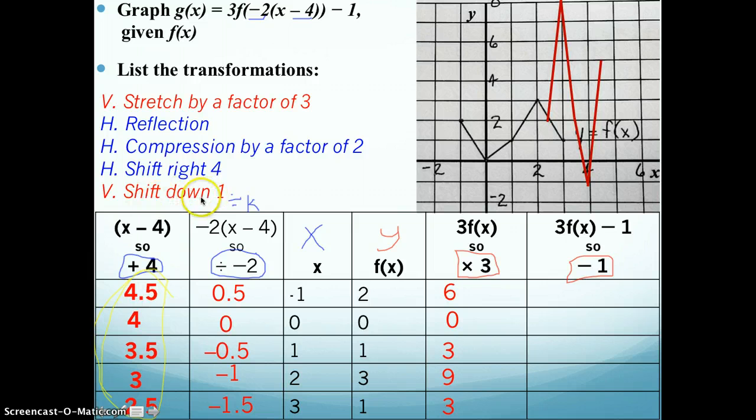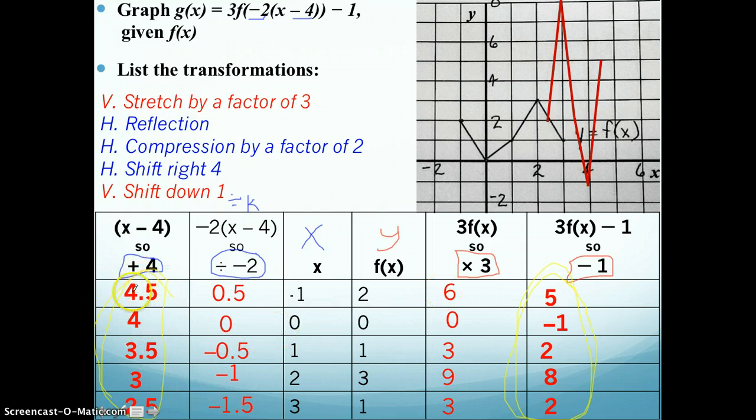Now the next vertical change is to move the whole thing down, so we're going to apply that to the y's as well. Here are our y values, we're going to move each of them down by 1. So 6 becomes 5, 0 becomes -1, 3 becomes 2, 9 becomes 8, and 3 becomes 2. Now these are the new y values that correspond with my new x values. So basically these are my new coordinates.